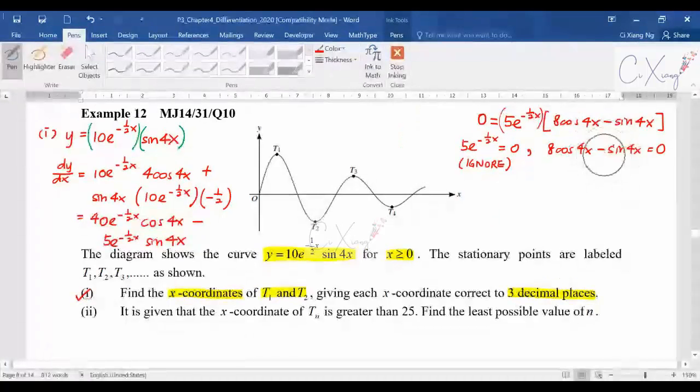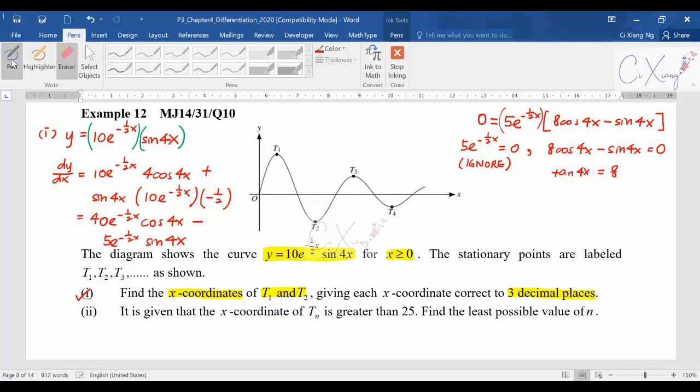Now we look at this one. If you rephrase everything, then you will have tangent for x equals to 8. So what is your basic angle? Your basic angle.